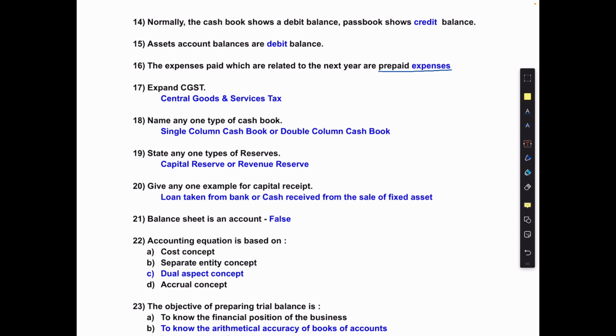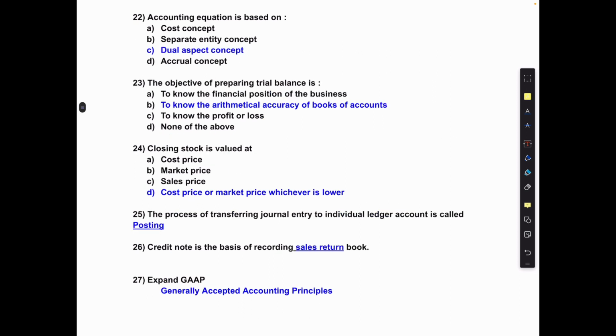22. Accounting equation is based on. Answer is C. Dual aspect concept. 23. The objective of preparing trial balance is. Answer is B. To know the arithmetical accuracy of books of accounts. Question number 24. Closing stock is valued at. Answer is D. Cost price or market price, whichever is lower.